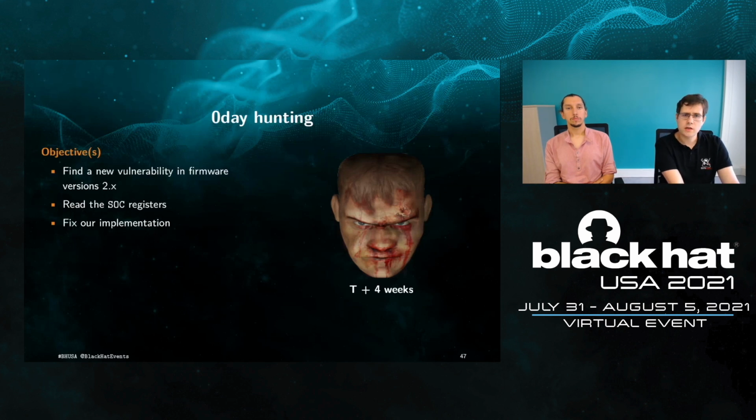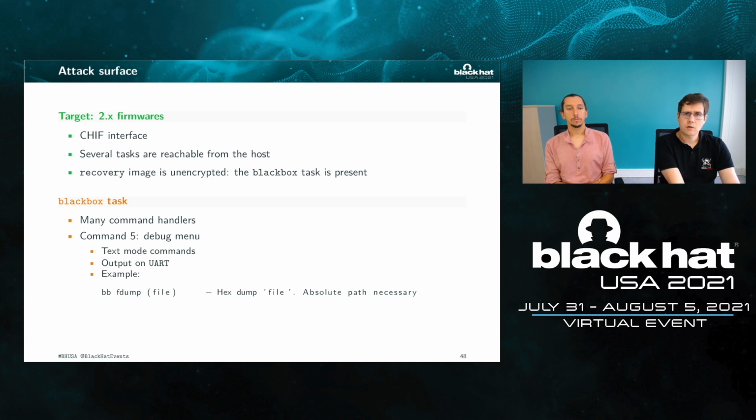So what we did was look for a new vulnerability in firmware versions 2.x to be able to read the SoC register values. Our targets are 2.x firmwares. We had a look at a specific attack surface we already know, which is the CHIF interface. This is an interface to perform communication between the host operating system and the iLO system. From there, several tasks running on iLO are reachable from the host operating system, and one of them is the black box task. It's really interesting because this task is also present in the recovery image, which is unencrypted, so we can open it in IDA and start studying it.